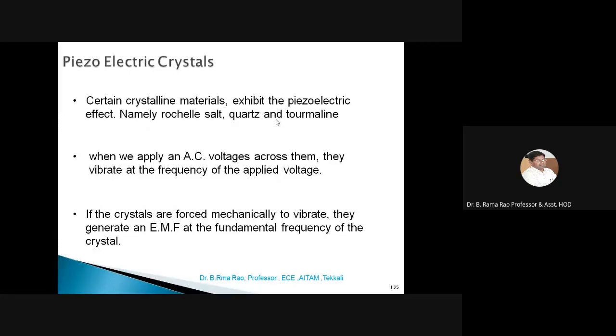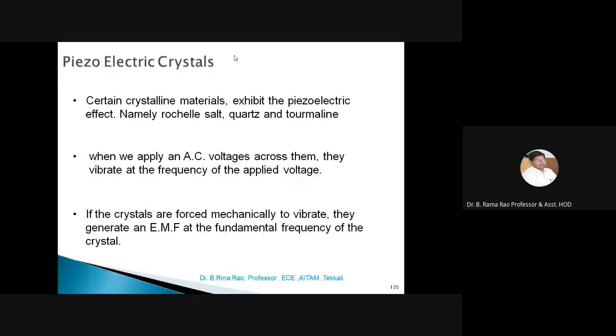Suppose the crystal is cut as a thin slice of a piezoelectric material, such as quartz, Rochelle salt or tourmaline, which exhibits the property called the piezoelectric effect. The piezoelectric effect is the characteristic that a crystal reacts to mechanical stress by producing an electric charge. That is the point I have told here.